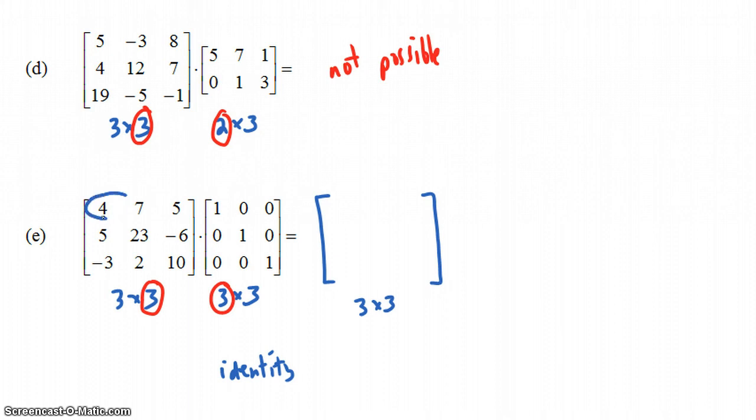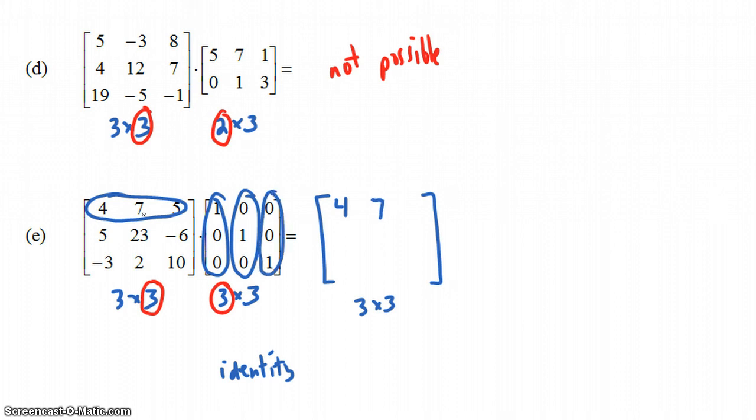So notice if we take this first row by this first column, what do we get? Well, 4 times 1 plus 7 times 0 plus 5 times 0. Well, these zeros mean that when we multiply by these numbers, they're going to go away. So it's really just 4 times 1. We get 4. Okay, now let's multiply this row by the second column. So we'll get this entry. 4 times 0 plus 7 times 1 plus 5 times 0, that's 7. Okay, then finally, the last one, 4 times 0 plus 7 times 0 plus 5 times 1, that's 5.